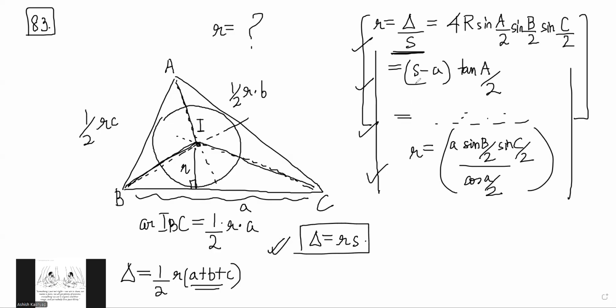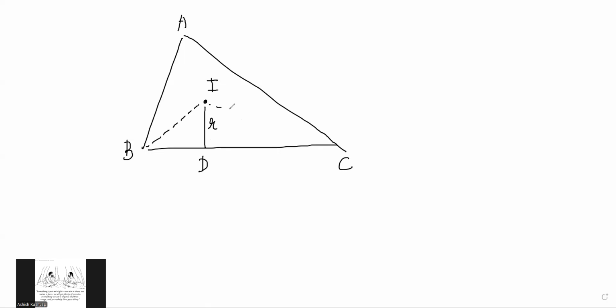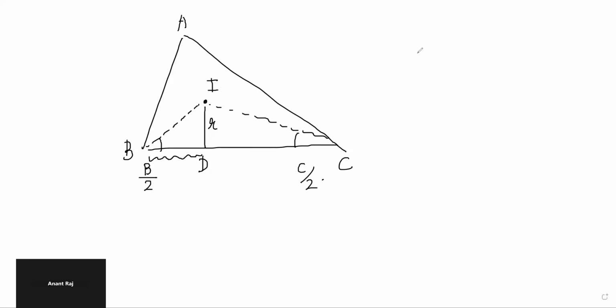The second formula is the one that you need to derive. Sure, I will show you, sir. Let's say this is the triangle ABC. This is my incenter. From the incenter I have drawn this perpendicular, this is r, and let's mark the foot as D. What we will understand is that this angle is B by 2, right? Yes, sir. And this angle is C by 2. So let's write down what BD is.